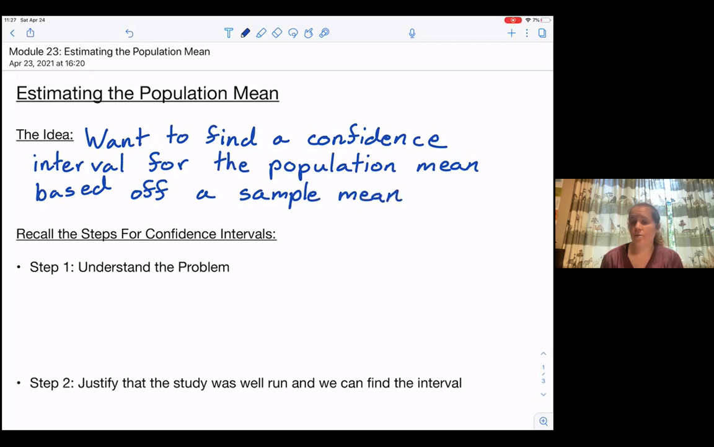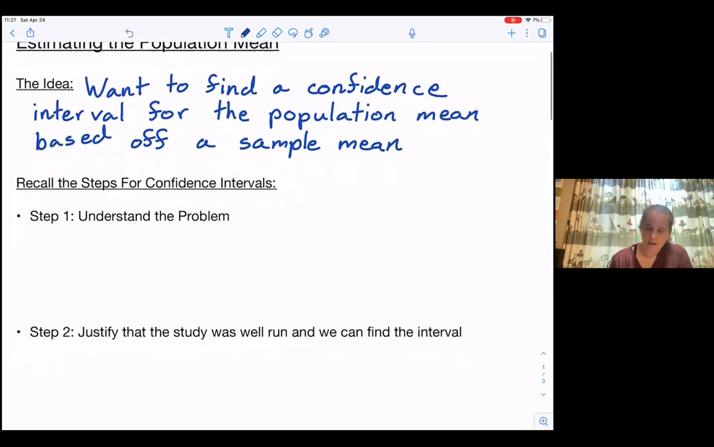So we're going to walk through the same steps that we did for confidence intervals for population proportion. And I'm going to highlight the similarities and differences between when we're working for population proportion versus for the population mean. So for understanding the problem, we should note that we're dealing with an interval, so it's an estimation problem. We should note that we're dealing with a mean or the average.